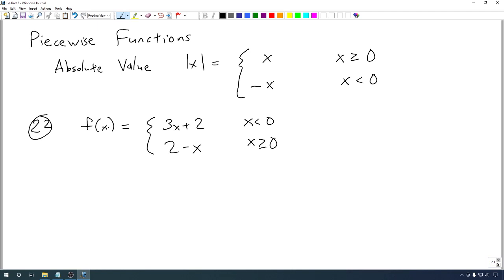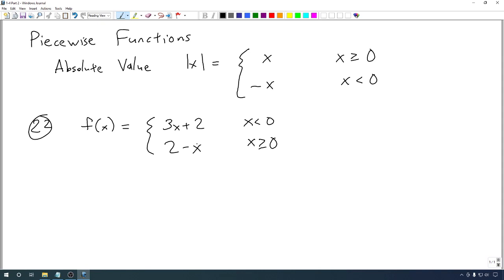So if I were to put negative 1 into here, so f of negative 1, I would have to look and see which one of these is satisfied. In this case, because negative 1 is less than 0, I would use this formula here. I'd use the 3x plus 2. I would put negative 1 for x. We have a negative 3 plus 2, which gives me a negative 1. If I were to plug it into the wrong formula, I have 2 minus negative 1, which would be a 3. I want to make sure I use the correct one here.